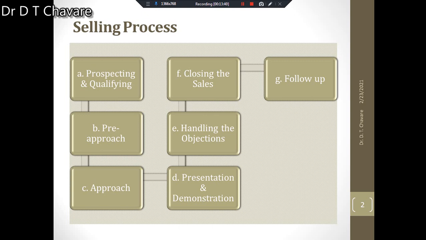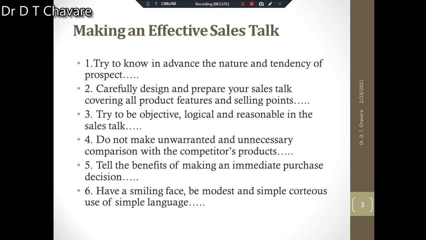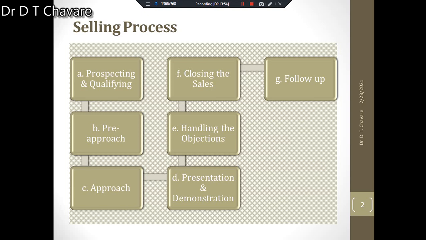Then the next stage is closing the sale. At this stage the salesman asks the customer for an order. Try to understand, the salesman should recognize the closing signals from the buyers and then should sum up and request an order. He should tell the buyer that if the order is not placed now, the buyer will lose certain benefits. In this way, closing the sale is also essential.